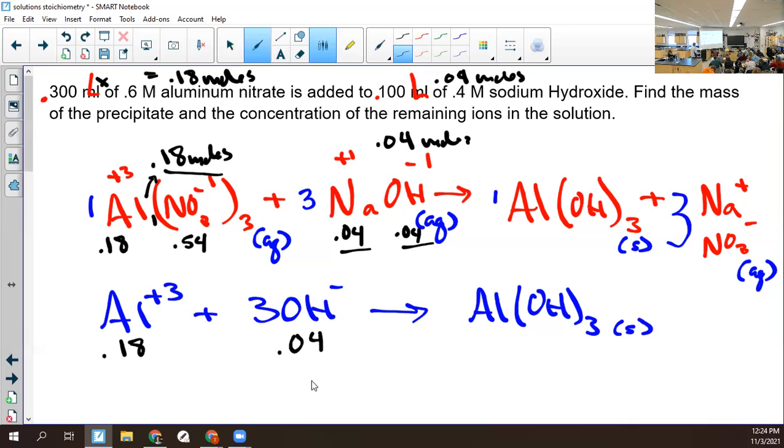Okay. Now I have a question for you. Look up here. Is 0.04 3 times bigger than 0.18? No, that's like super obvious. It's smaller in the first place. So that would tell me which is your limiting reactant. The hydroxide, correct?